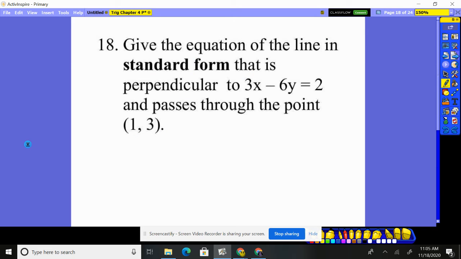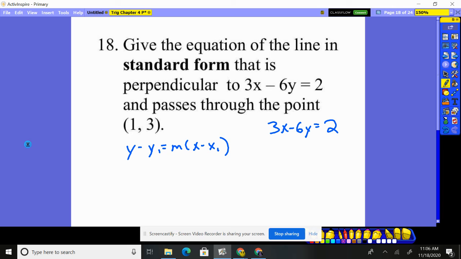Give the equation of the line in standard form. Give the equation y minus y sub 1 equals slope times x minus x sub 1. Always perpendicular to this. Now, we're going to have to rearrange that guy. So this is going to take a little bit of work. This guy's going to be quite a bit of work here. So let's see what we do.